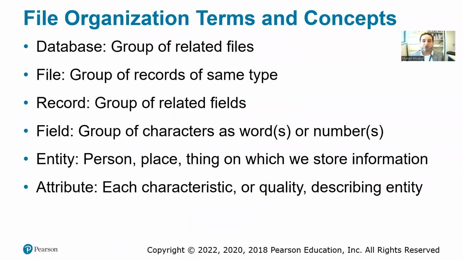It refers to a group of related tables, and the book calls tables here files. A table consists of related records, and a record in this case is a row in a table, which basically has related fields, and the field is the column. And attribute and field basically mean the same thing.